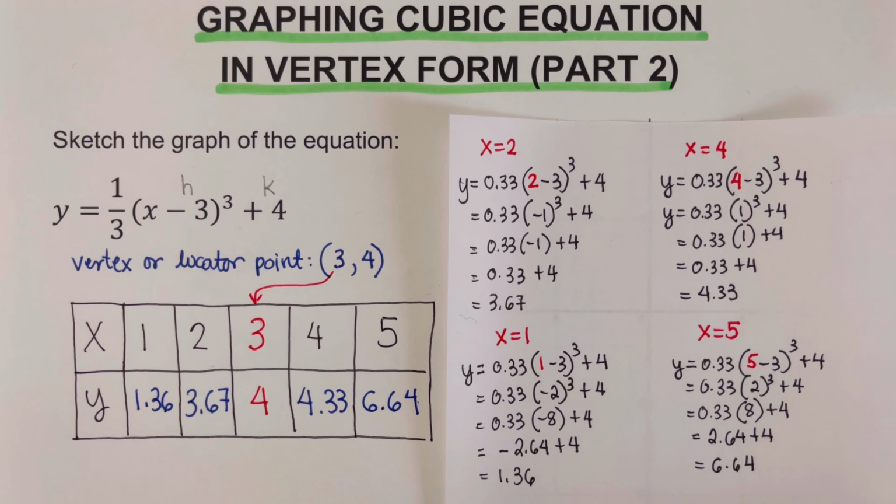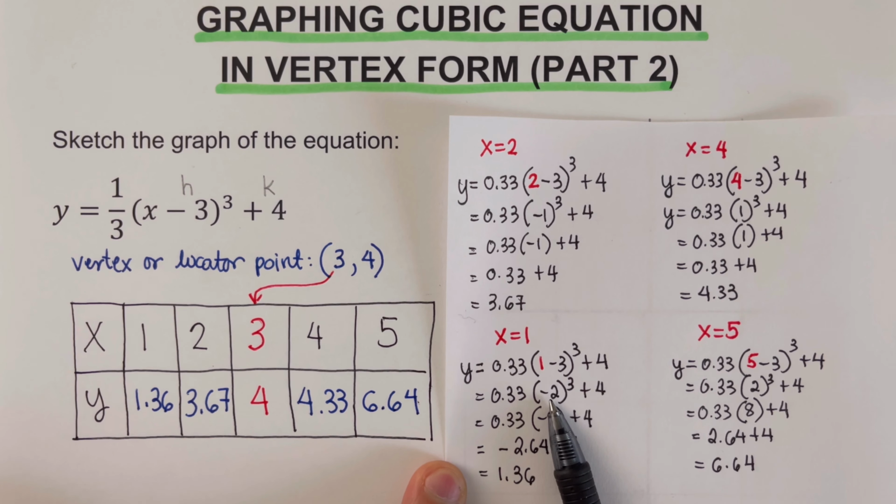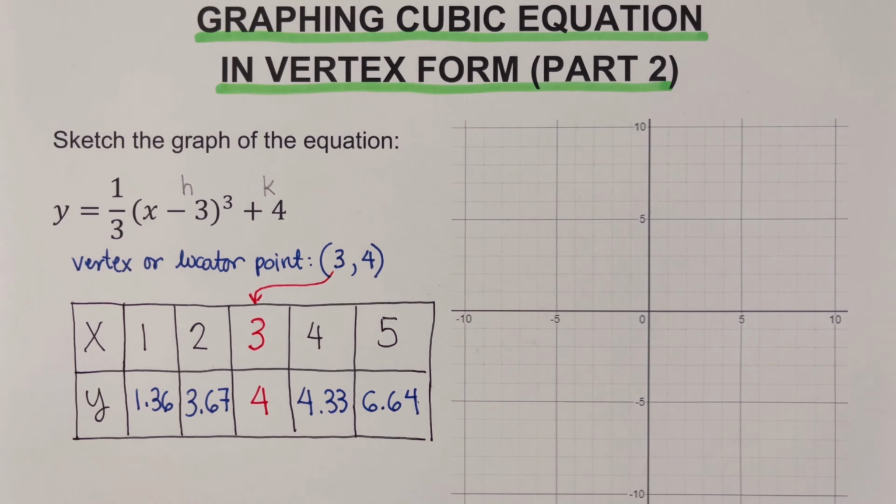Okay, so the values that we have here for 1 is 1.36 and for 5 is 6.64. Now, please notice this very carefully. 1 minus 3 is negative 2. Negative 2 cubed means negative 2 times negative 2 times negative 2 is negative 8. And so negative 8 times 0.33 is negative 2.64 plus 4. That comes out 1.36. So the next step that we're going to do is to sketch the graph.